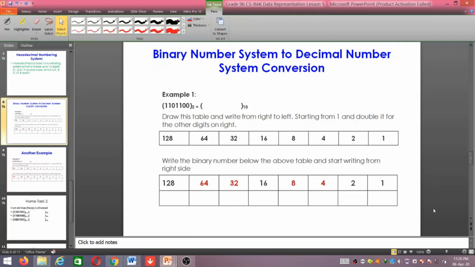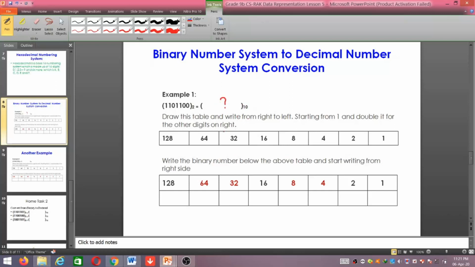Okay, now we will learn how we can convert a binary number to a decimal number, or we will learn conversion from binary number system to decimal number system. We have an example and we will learn how we'll do it. The number is 11011100 and we have to convert it into decimal number system. So listen, how we will do it, we'll find the answer and we will write it here.